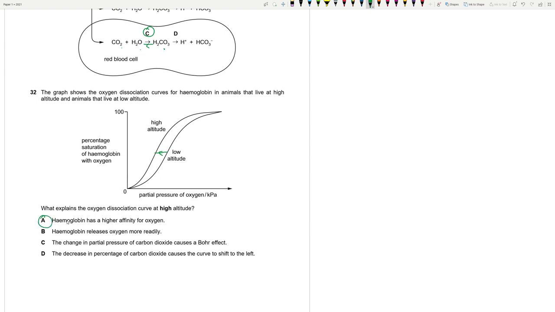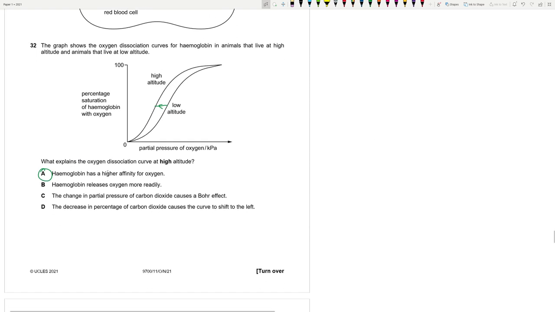That's the logic. Because at high altitudes acclimatization occurs and some people get some adaptations. That's why their hemoglobin has a higher affinity for oxygen. That's why it shifts to the left. B is wrong. It's the total opposite. There's no Bohr shift here, no carbon dioxide. Hemoglobin releases oxygen more easily. That's the one for the right hand side's curve.